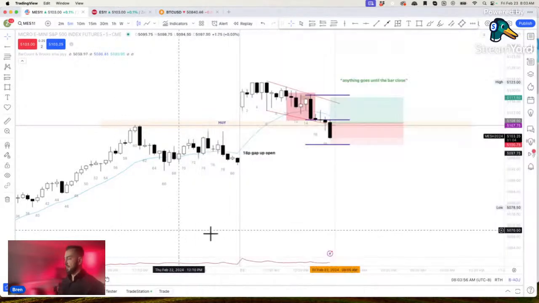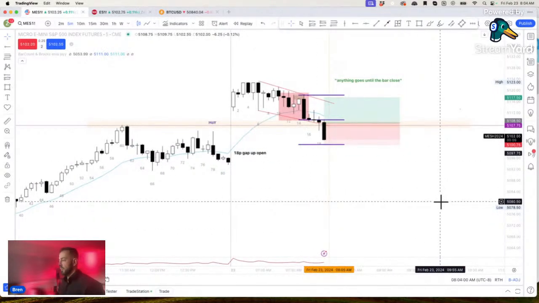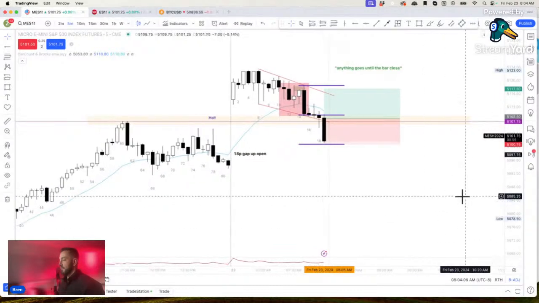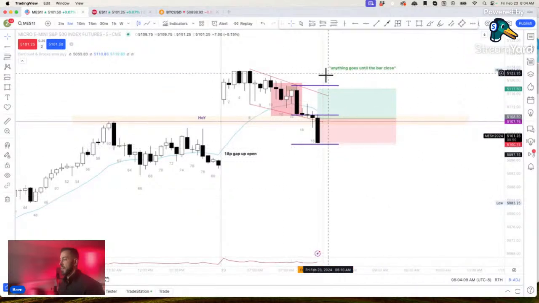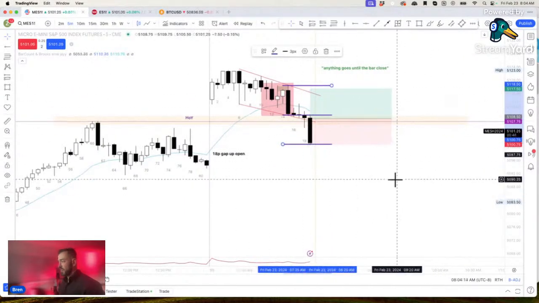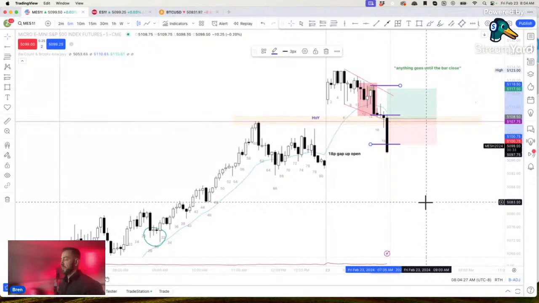I already like it. Okay, remember I marked out this area. We could definitely see it. Looks like we're getting it. Yeah. Okay. That's why I like these measured moves, guys. To the tick. Here we go.